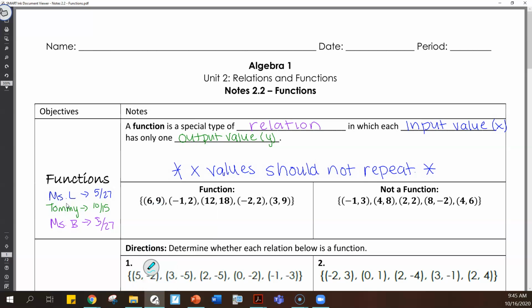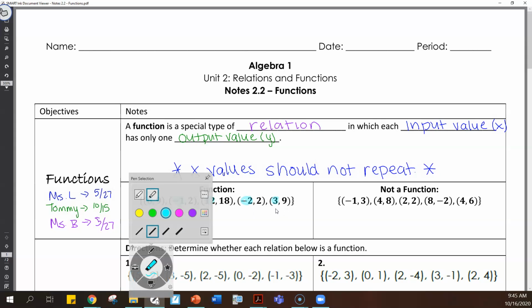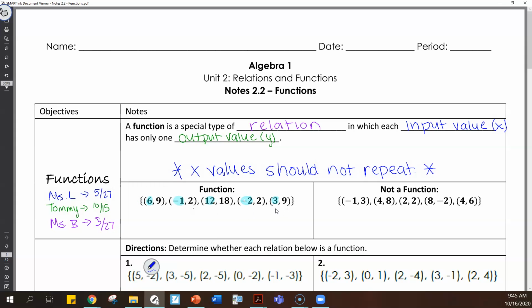So here's an example of a function. I have an input value of 6 that comes out as a 9. I have an input value of -1 that comes out as a 2. Anytime I put these numbers in, they should output whatever their corresponding number is. So 6 gave me 9, -1 gave me 2, 12 gave me 18, -2 gave me 2, 3 gave me 9. None of these x values repeat, so yes, this is a function.